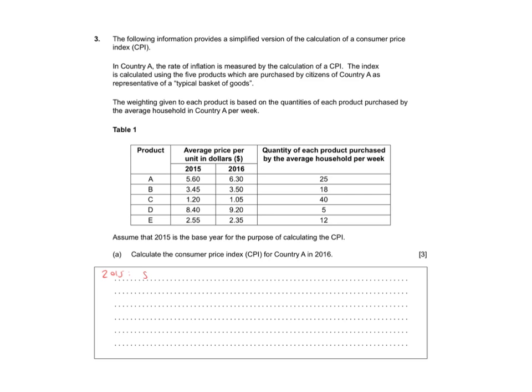So we take our 5.6 times by 25, 3.45 times by 18, 1.2 times by 40, 8.4 times by 5, and 2.55 times by 12, giving us a value of 322.70. And in 2016, we do exactly the same.